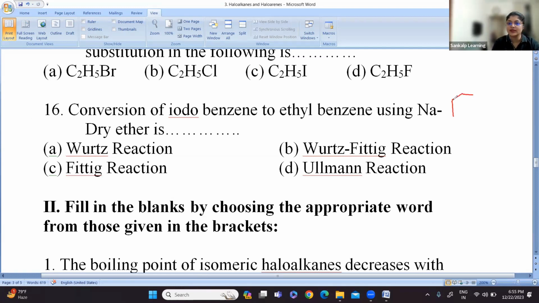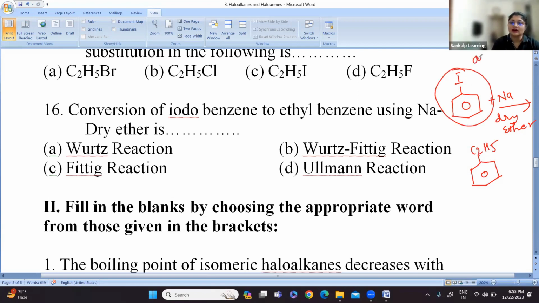See here, iodobenzene is this. Iodobenzene in the presence of sodium and dry ether, giving you what? Ethyl benzene. So ethyl benzene is like this, C2H5. How will this group come? This is an aryl halide. I should take an alkyl halide. So I will take C2H5I.